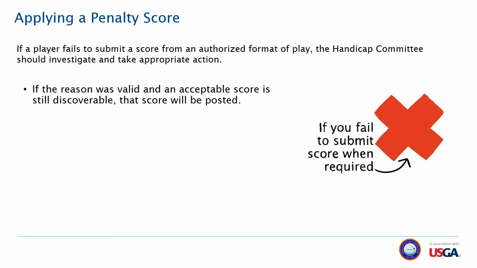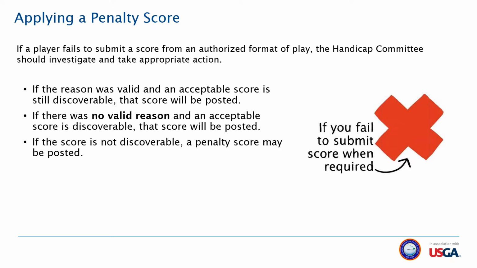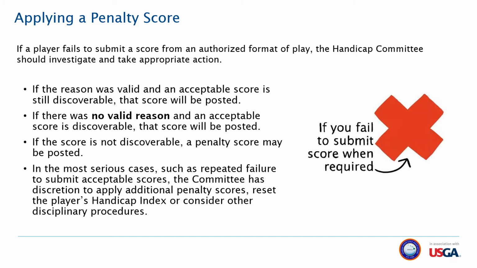If a player fails to submit a score from an authorized format of play, the handicap committee should investigate and take appropriate action. So that would be: if the reason was valid and an acceptable score is still discoverable, the score will be posted. If there was no valid reason and an acceptable score is discoverable, that score will be posted. If the score is not discoverable, a penalty score may be posted. And in the most serious cases, such as repeated failure to submit acceptable scores, the committee has discretion to apply additional penalty scores, reset the player's handicap index, or consider other disciplinary procedures.